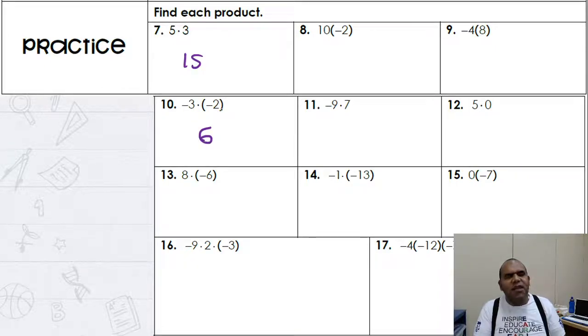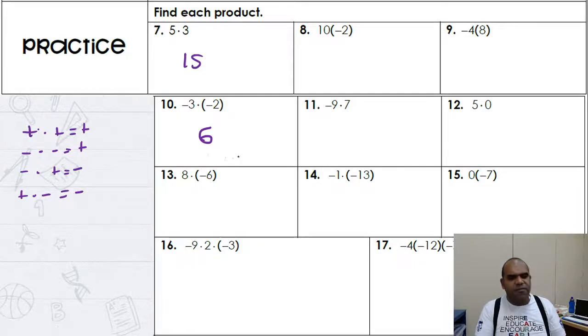Negative times negative, I remember the rule. Oh no, I don't remember. Write down here: positive times positive is positive. Negative times negative is positive. Negative times positive is negative. And positive times negative is negative. Nice, I remember the rule. So it's positive. Nice. 6 times 8 is 48.